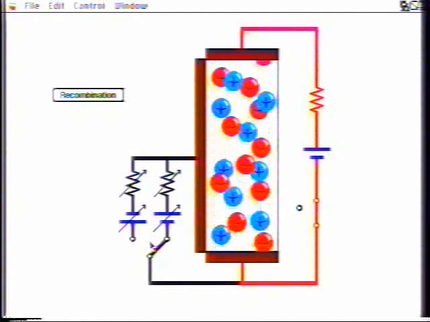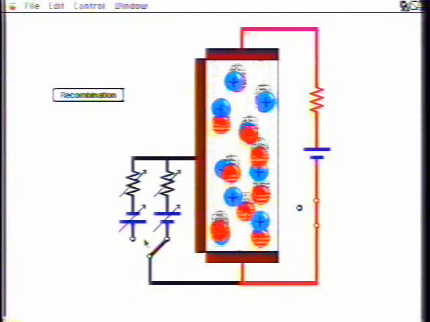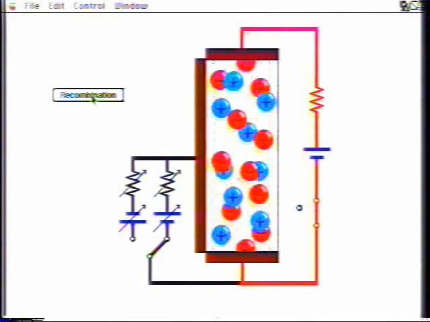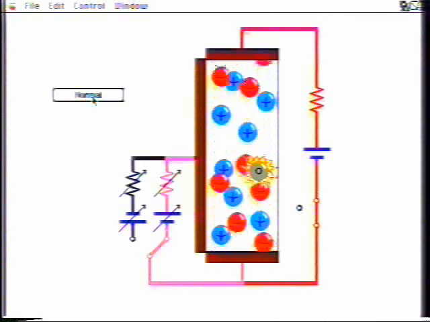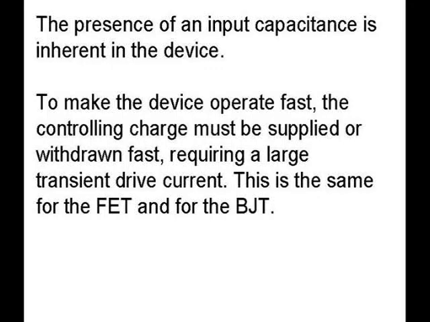Since the holes and electrons both exceed their thermal equilibrium densities, there is a net recombination of electron-hole pairs. This is illustrated here by a little explosion, as an electron and a hole disappear by recombination. Now, the reason I showed this little excerpt is to show that both devices, the BJT and the FET, are essentially the same. They're both charge control devices.